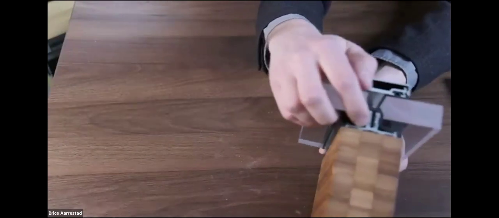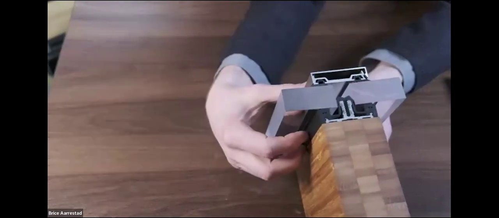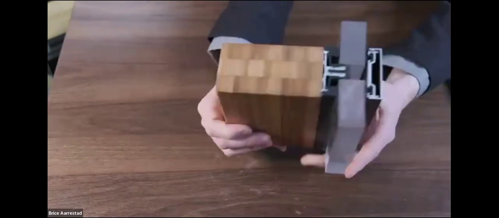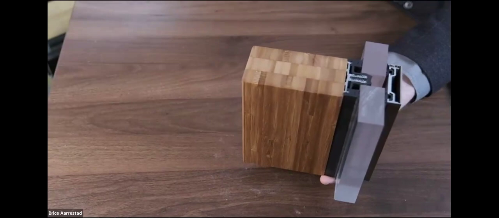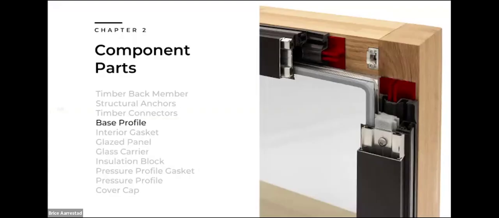So this profile here is the base profile. It's continuous on both the transom and the mullion side. And this is what receives the screw that clamps the system together. That's called the base profile. Again, this is fabricated in our facility, cut to length, and pre-attached to the mullions and the transoms.